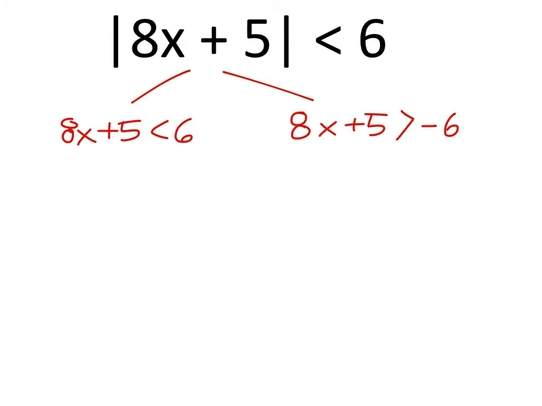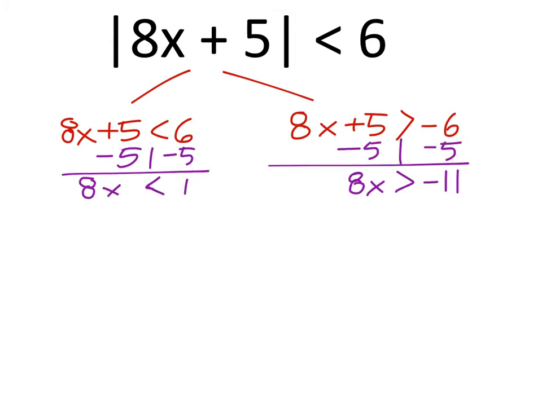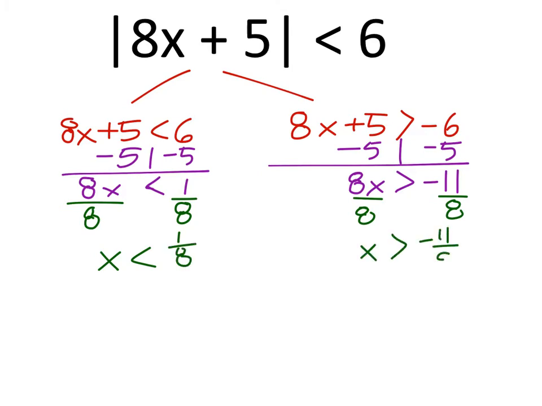All right, well, from here, actually on both inequalities, we're going to subtract 5 from both sides. And now we'll divide both sides by 8 on both equations. So I got x is less than 1/8. And x is greater than -11/8.